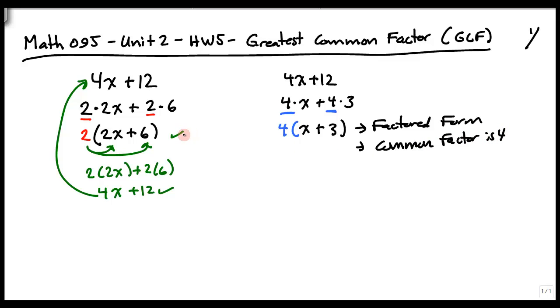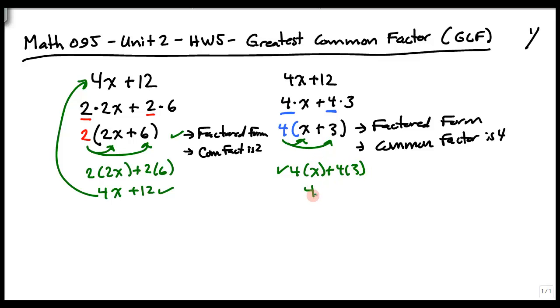Now over here, on this side, this was my factored form. And in this case, my common factor is 2. Now let's go ahead and check our work with this one as well. We'll check our work by taking the 4 and distributing it to each term. So I have 4 times x plus 4 times 3. 4x plus 12 is exactly what I started with, so I'm right back where I started.